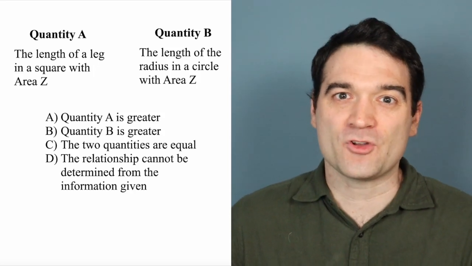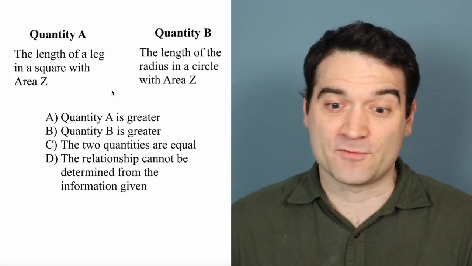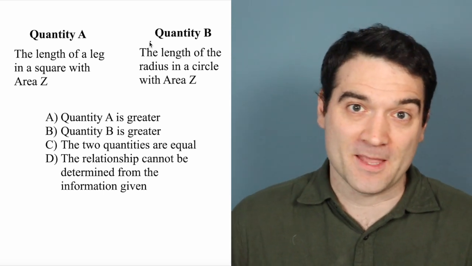Here's a GRE geometry question. Let's take a look. So this is a quantitative comparison question. We have two quantities, quantity A and quantity B.